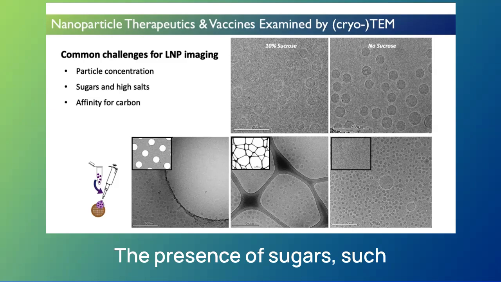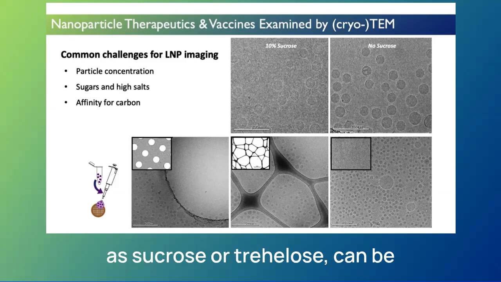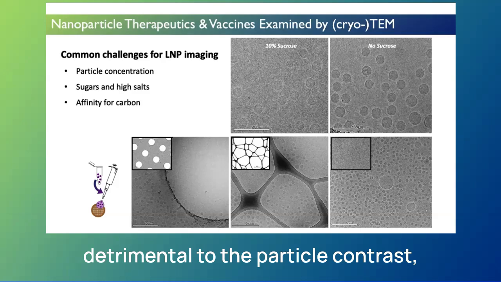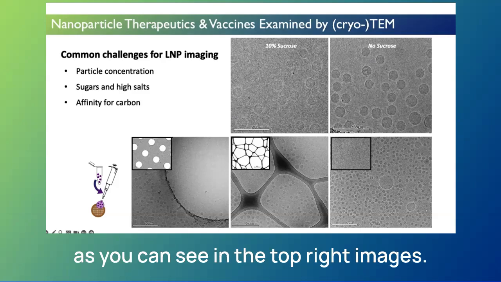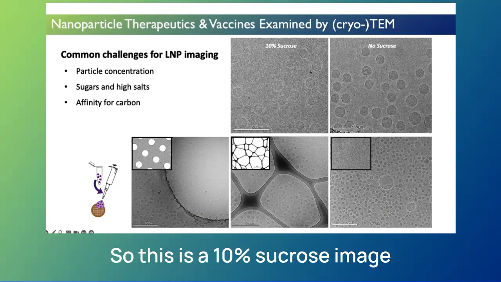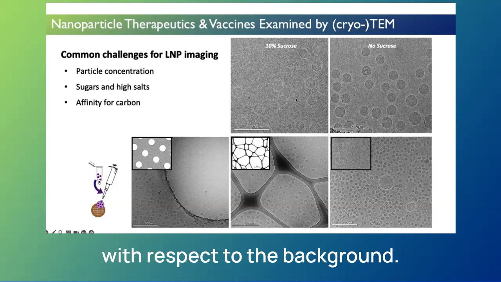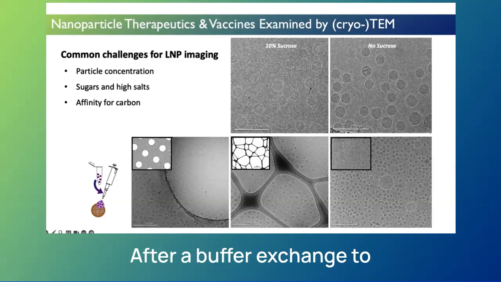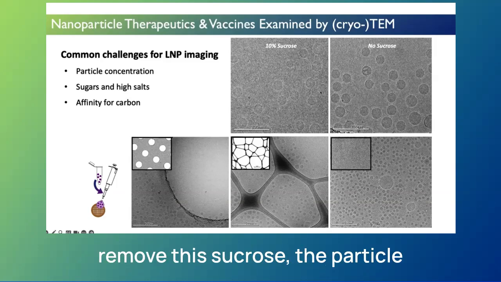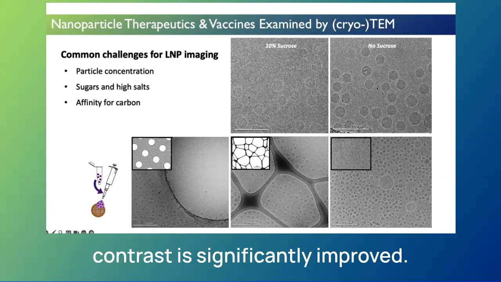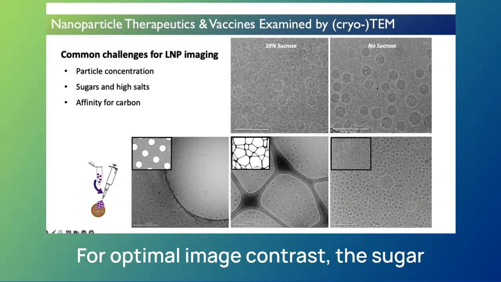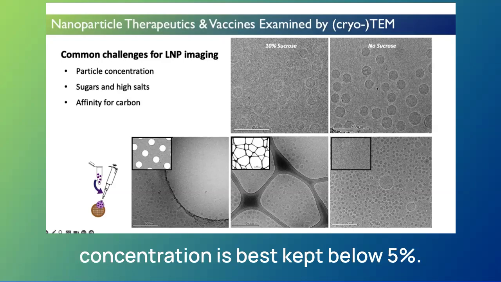The presence of sugars, such as sucrose or trehalose, can be detrimental to the particle contrast, as you can see in the top right images. So this is a 10% sucrose image showing LNPs with rather low contrast with respect to the background. After a buffer exchange to remove this sucrose, the particle contrast is significantly improved. For optimal image contrast, the sugar concentration is best kept below 5%.